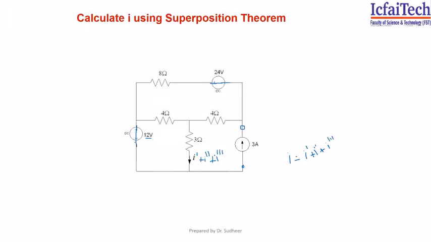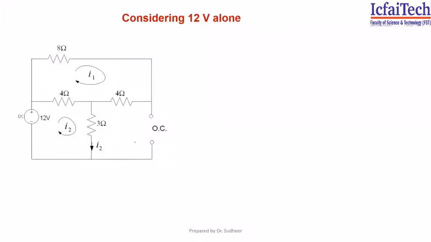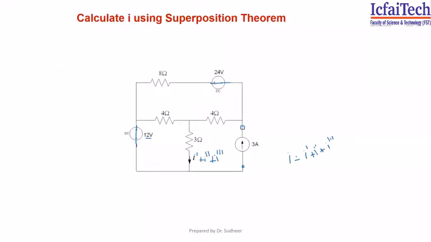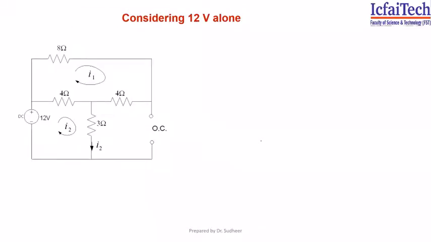So first circuit is, as I said, first I am going to consider only 12 volts. When you consider only 12 volts, this should be short circuited, this should be open circuited. So considering only 12 volts, replacing 24 volts voltage source with short circuit and current source with open circuit. As you can see, this circuit consists of only 12 volts. Now, when this is open circuit, no current will flow through this particular branch.